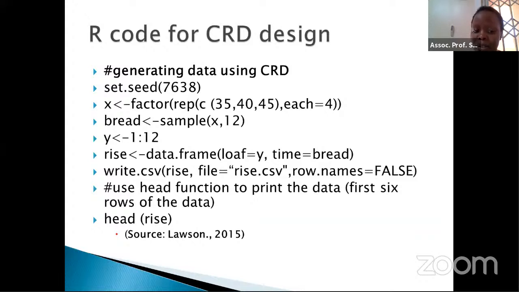So there's write.csv. Rise is the object in the former command. File, now you're giving a name of the file. You put it in quotes, rise.csv. row.names equals FALSE. Then head is used to print the first 6 rows of the data.